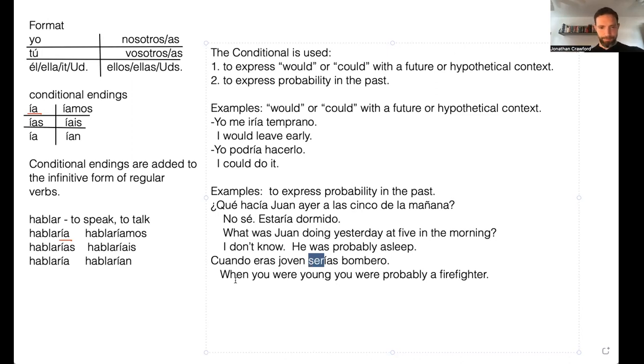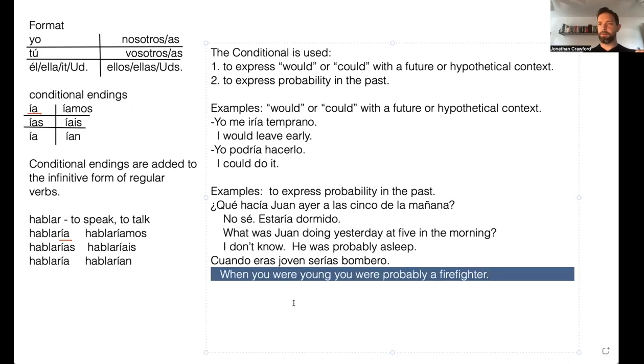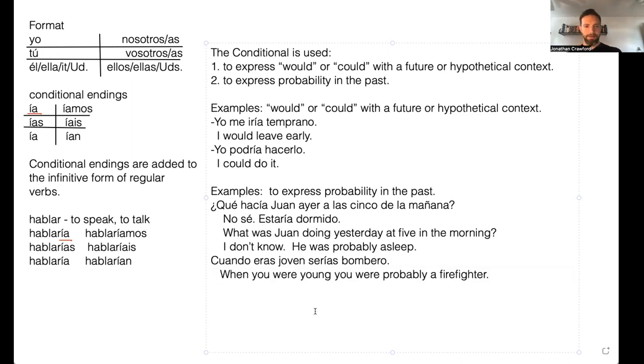All right. So, cuando eras joven, serías bombero. When you were young, that's joven, young. When you were young, you would be bombero, firefighter. Or in other words, you were probably a firefighter. When you were young, you were probably a firefighter. Cuando eras joven, serías bombero. So those are the two main uses of the conditional tense, el potencial simple.